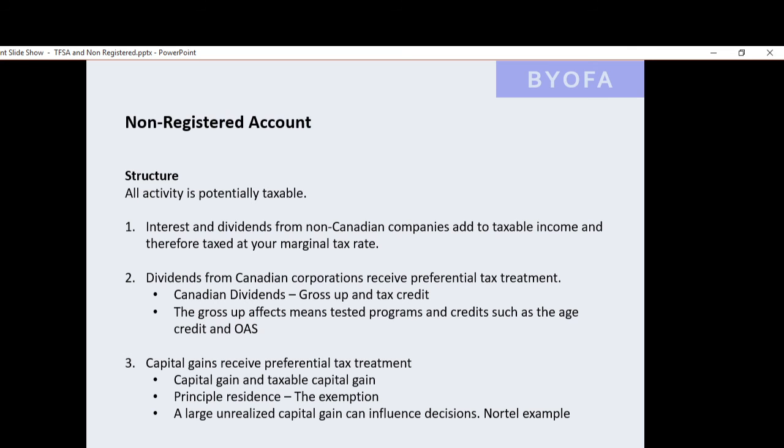So having a large unrealized capital gain in a non-registered account can become problematic, and it might affect investment decisions. So keep that in mind. And I'm not suggesting that selling it or not selling it is better, but you can see how the reluctance to sell it grows as the capital gain grows, just because the tax bill grows as well.